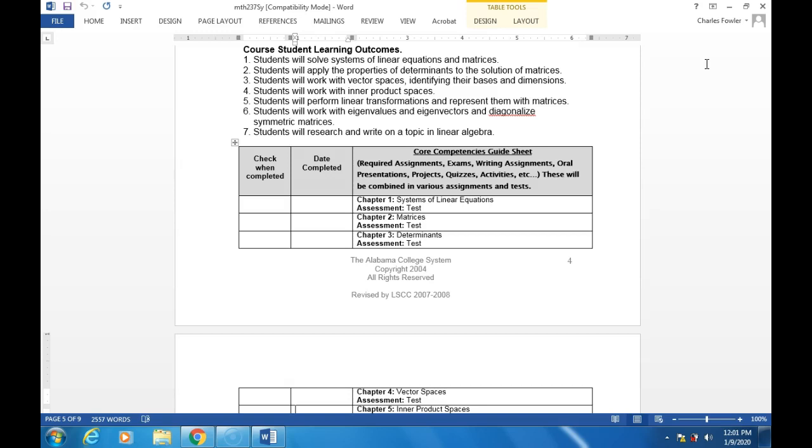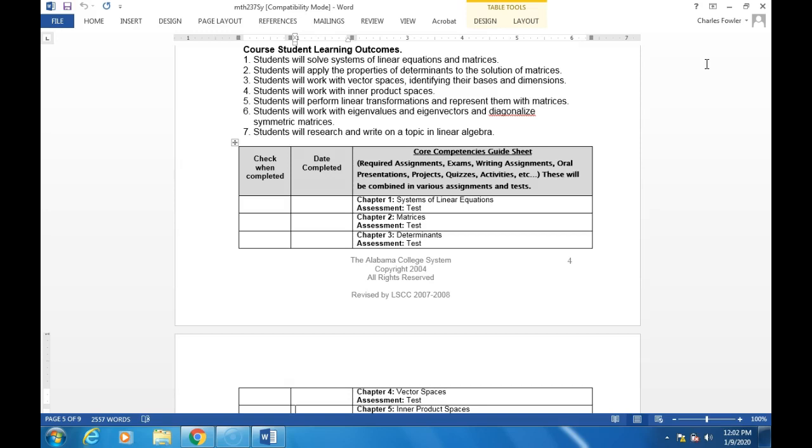Students will apply the properties of determinants to the solution of matrices, and remember determinants are one of the things in the course description. They'll work with vector spaces, identifying the basis and dimensions. Those 2 different topics are all in one chapter here. We'll work with inner product spaces, that's the next chapter. We'll perform linear transformations. So far I haven't gotten this far, but hopefully we will. Work with eigenvalues, eigenvectors, and diagonalize symmetric matrices, and we'll, guess what? Research and write on a topic in linear algebra. Okay, you can't get away from that, can you?